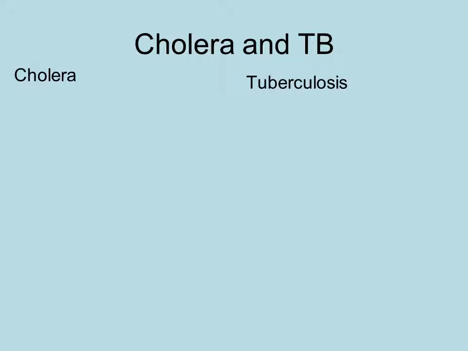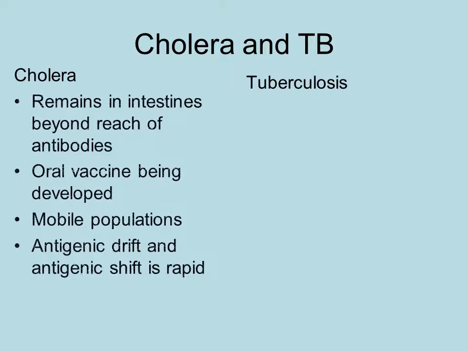vaccinations for cholera and TB. You don't need to know much about cholera, but it's worthwhile just mentioning it here. And TB is a disease that you will have covered in your own work. So cholera remains in the intestines. Because it's in the intestines, it's very difficult for the antibodies to get to it. So the antibodies circulate in the blood fluids, and therefore cholera in itself is not easy to reach. And that's why the cholera vaccination isn't particularly effective. People do get cholera vaccinations, but they don't always work.